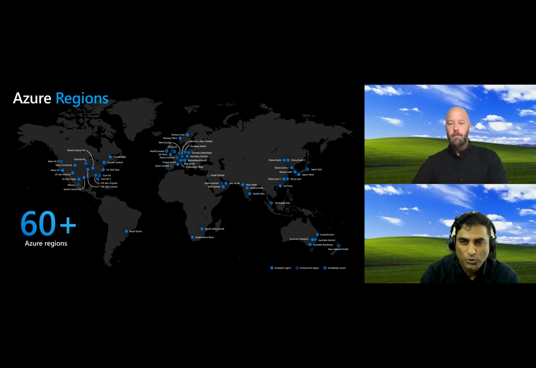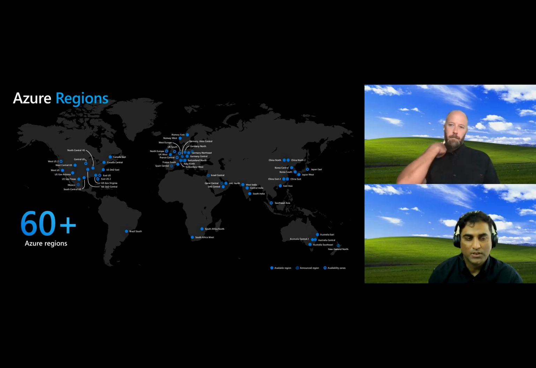Azure is truly a global platform. We have more than 60 regions across the world with more than 160 data centers. One nice thing about Azure is that all of these regions are linked by one of the largest interconnected networks on the planet. So it's truly global, and you can run your apps closer to your users.